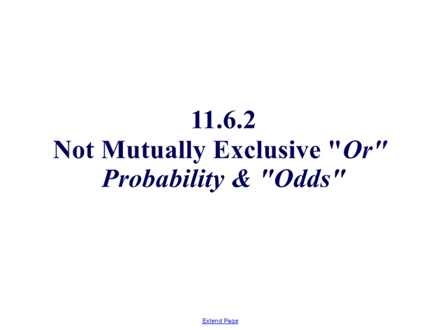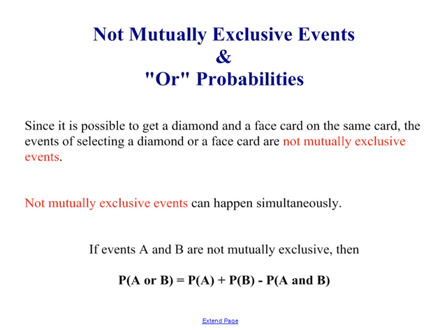This is section 11.6.2, not mutually exclusive or probability, and odds. Not mutually exclusive events and or probabilities. Since it is possible to get a diamond and a face card on the same card, the events of selecting a diamond or a face card are not mutually exclusive events.